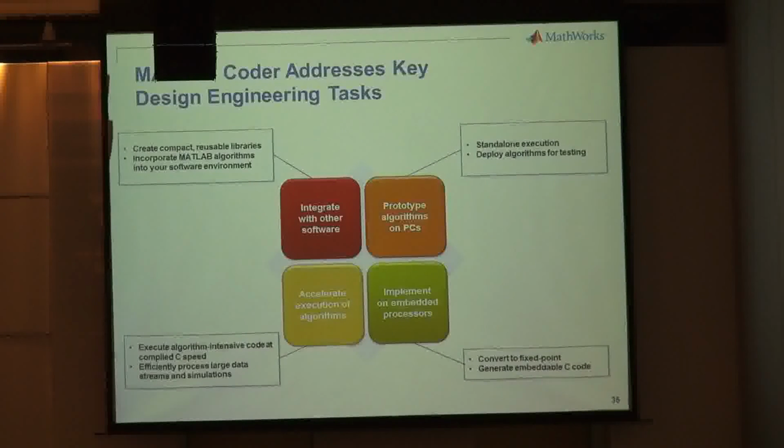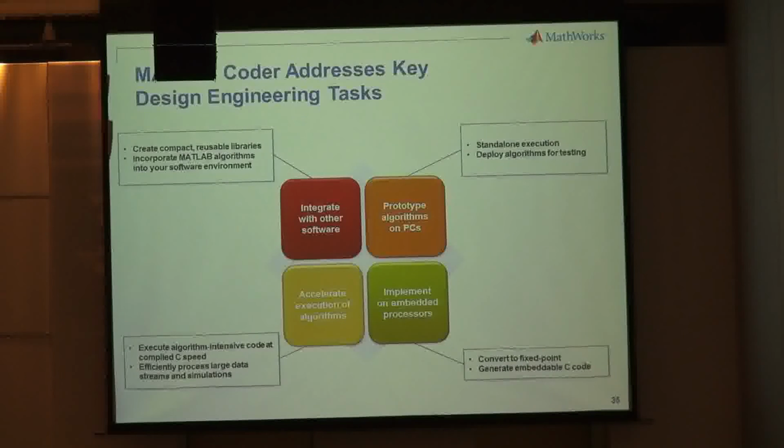Number 3, if you want to target embedded processors, many of you work on embedded systems, you can use MATLAB Coder to generate fixed point embeddable C code, standalone .c files. Lastly, acceleration. This is a very, very big topic for a lot of our customers. With MATLAB Coder, you can generate C, and it'll automatically generate MEX wrapper so that you can bring that compiled code back into MATLAB, you can call it, and speed up your MATLAB simulation.